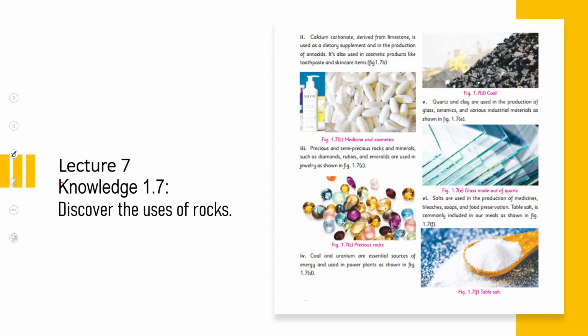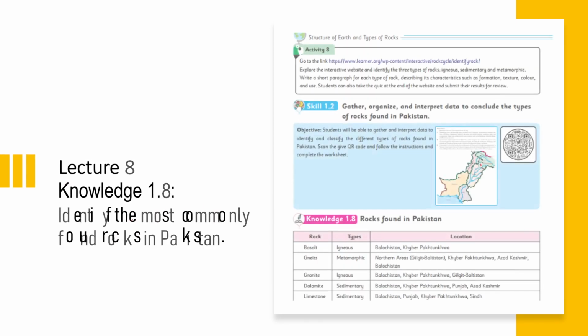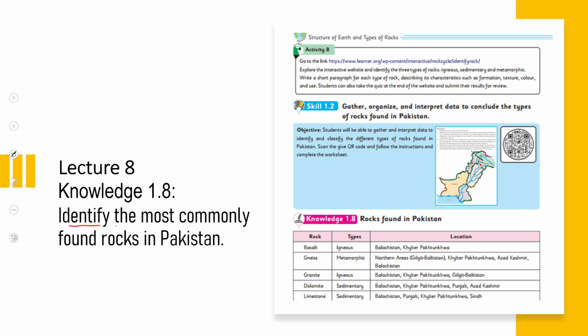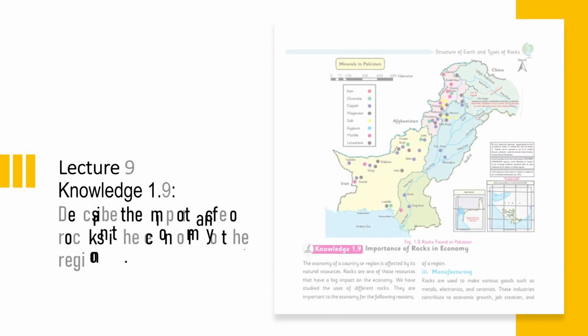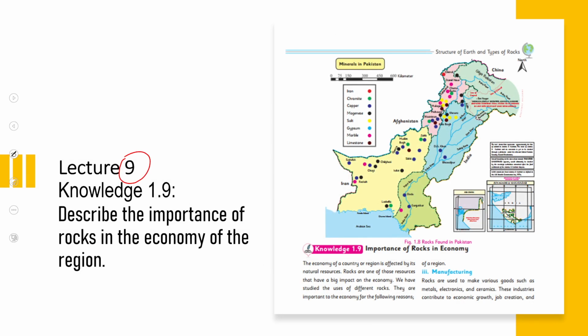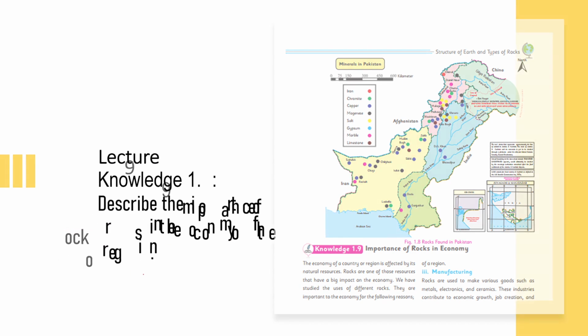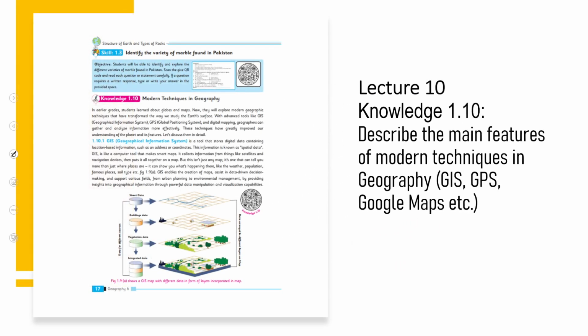Then in lecture 7, students will discuss the knowledge 1.7, in which they will discover the uses of rocks. Lecture number 8 will be about the identification of most commonly found rocks in Pakistan. Then in lecture number 9, you will describe the importance of rocks in the economy of region, and lecture number 10 will be about the main features of modern techniques in geography, which is GIS, GPS and Google Maps.